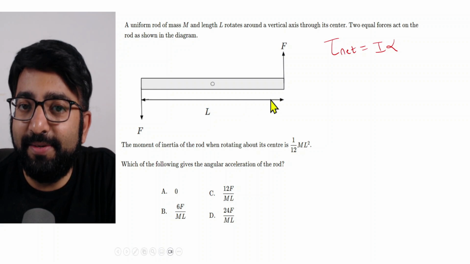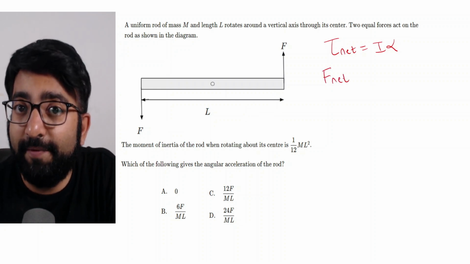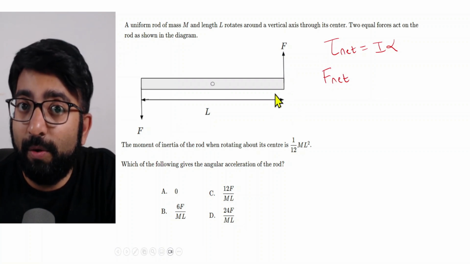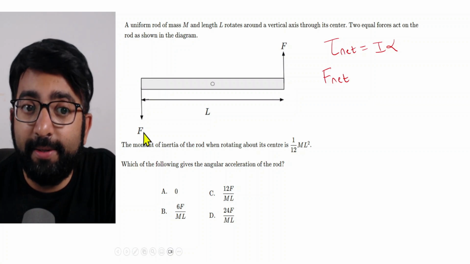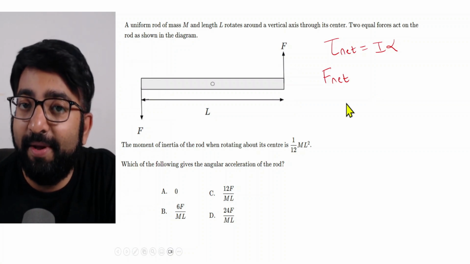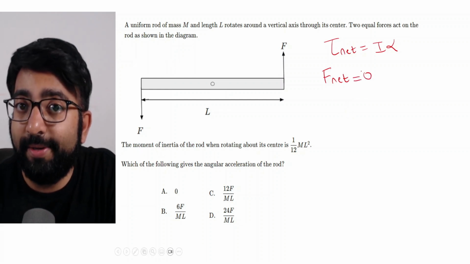In any case, let us try to figure out the net force acting on the rod. As given in the question, there are two forces acting, one upwards and one downwards. Since the two forces are acting in opposite directions, the net force will be F minus F, which comes out as 0. Hence, the net force acting on the rod is 0.